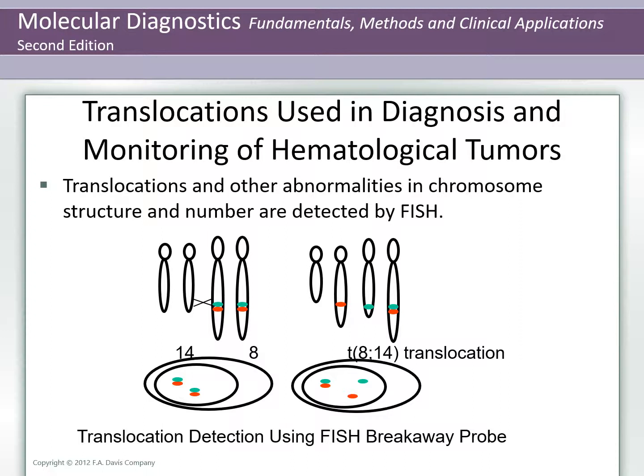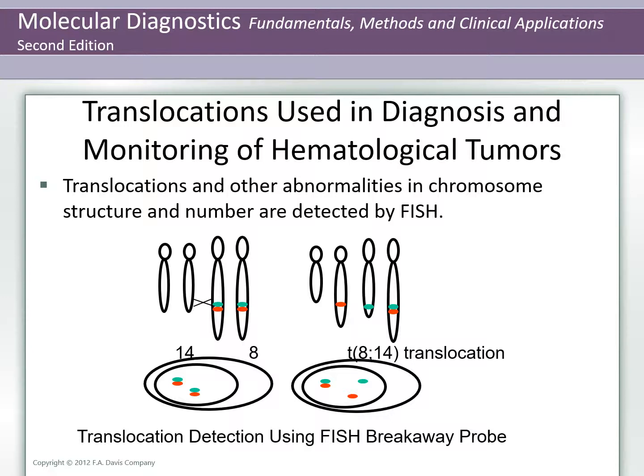Translocations and other abnormalities in chromosome structure and number can be detected by fluorescent in situ hybridization, or FISH. In this example, the translocation between chromosomes 8 and 14 is detected using breakpoint methodology. Two probes labeled with biotin or digoxigenin are complementary to sequences flanking the chromosome 14 breakpoint. In the absence of the translocation, as seen in the image on the left, the probes will appear next to one another in the nucleus.